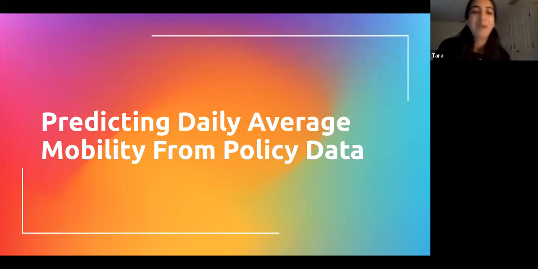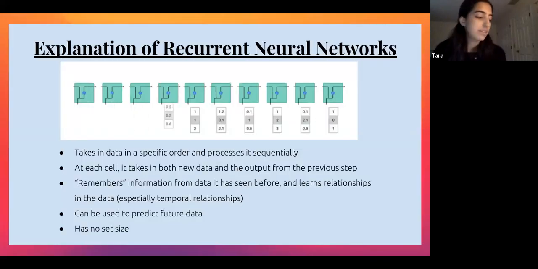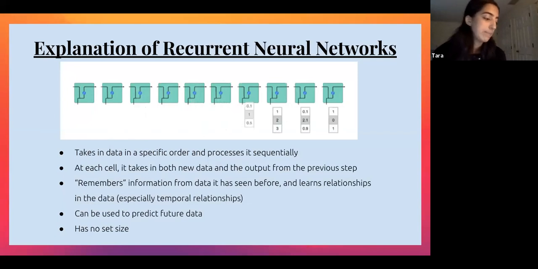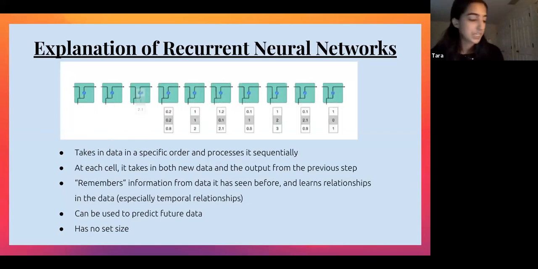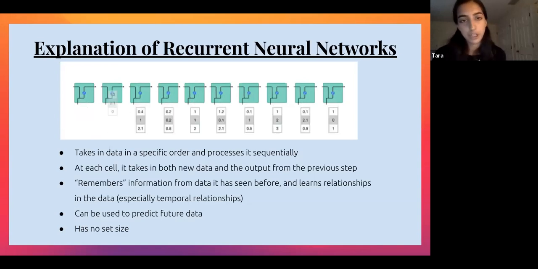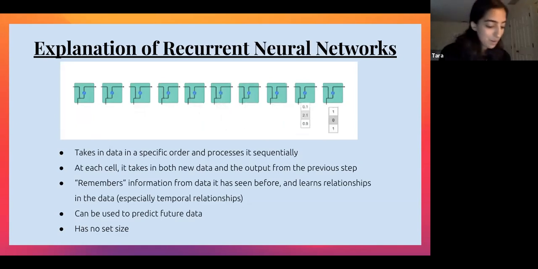So next is the part where I use a neural network to predict the daily average mobility from policy data. And a neural network is a type of machine learning algorithm that finds relationships within the data and uses it to make predictions. And specifically, an RNN, a recurrent neural network, is a neural network best for time series data. So recurrent neural networks take in the data in a specific order and process it sequentially, kind of like you see in the diagram there.